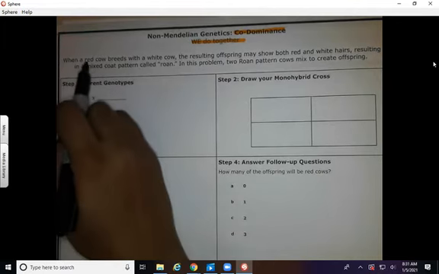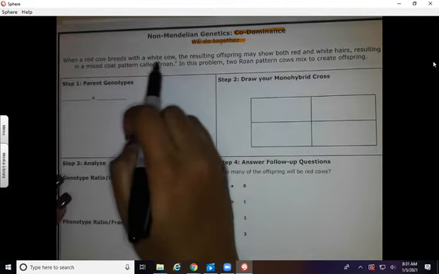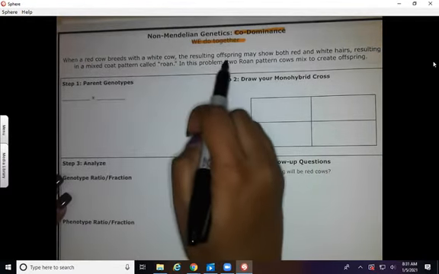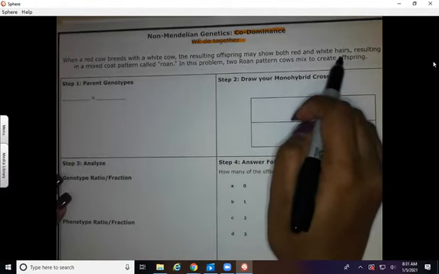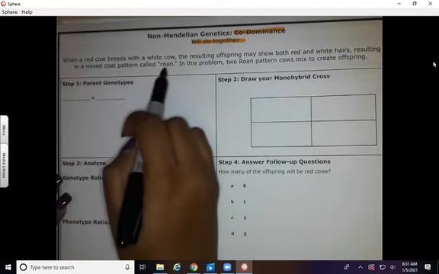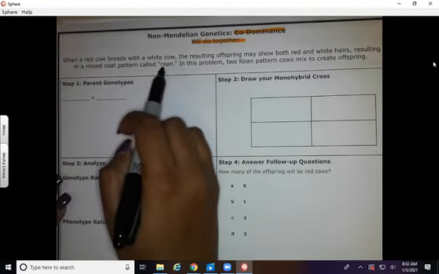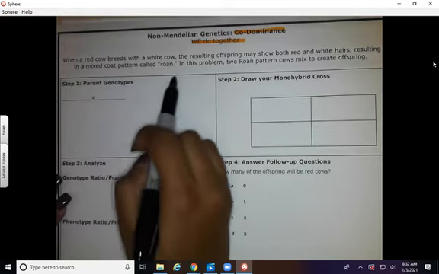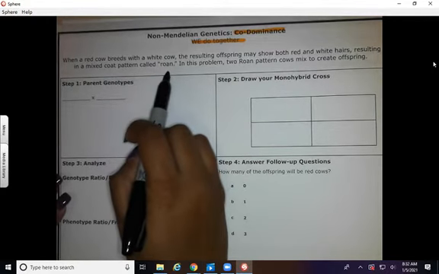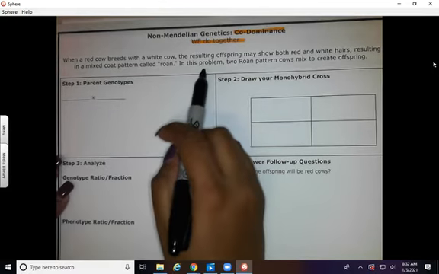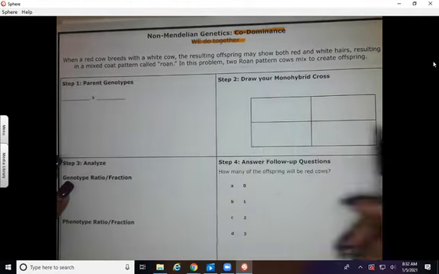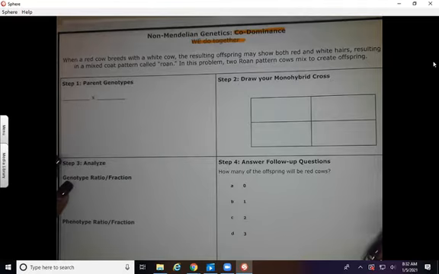When a red cow breeds with a white cow, the resulting offspring may show both red and white hairs at the same time, resulting in a mixed pattern called roan. So roan is both red and white at the same time. They have a name for it. So you've seen this before. It's like those cows that have the red and white spots on them. They're showing up at the same time. In this problem, two roan pattern cows mix to create offspring.